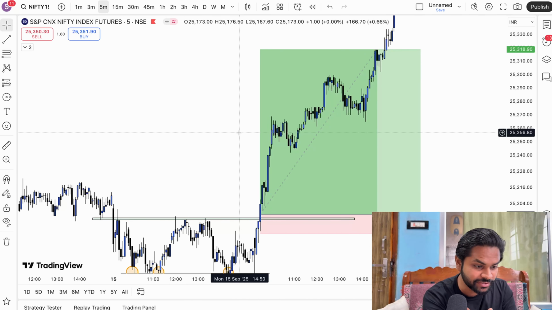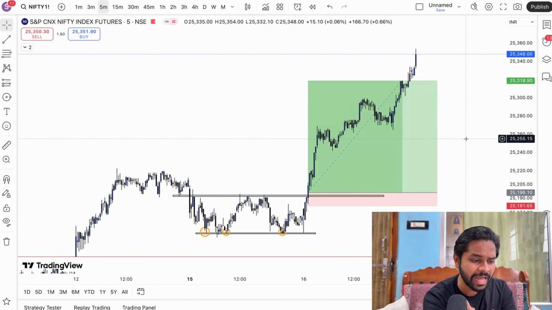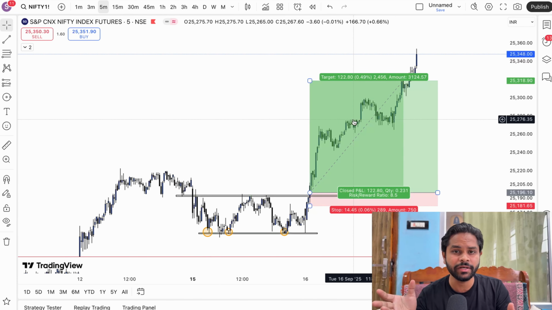So this is the setup. This is a very simple setup. You don't have to learn very complicated chart patterns. You don't have to learn what the option chain is and all these things. Simple price action, simply finding a proper support and resistance.